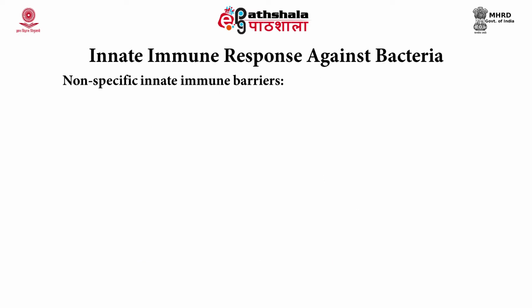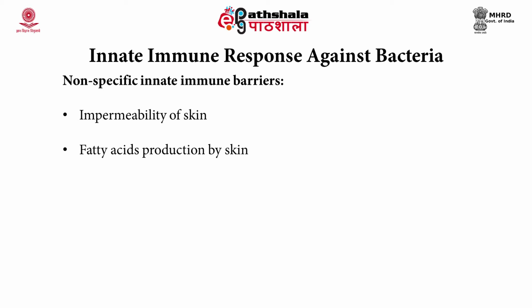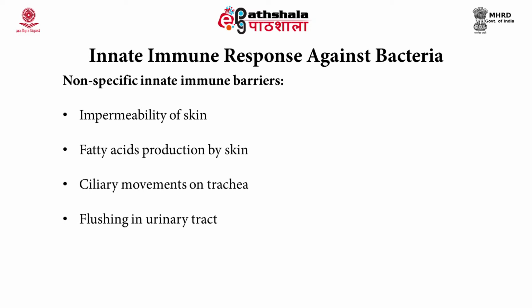Let us see what the innate immune responses against bacteria are. The entry and establishment of pathogenic bacteria is inhibited by simple barriers which constitute the first line of defense. These non-specific innate immune barriers include impermeability of skin, fatty acid production by skin, ciliary movements in the trachea, flushing in the urinary tract, pH in the stomach and vagina, lysozymes, etc.